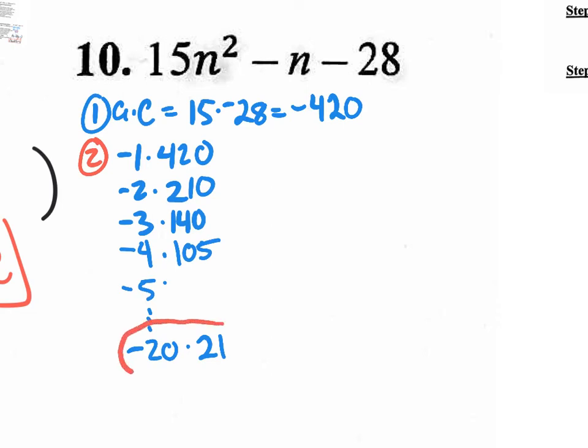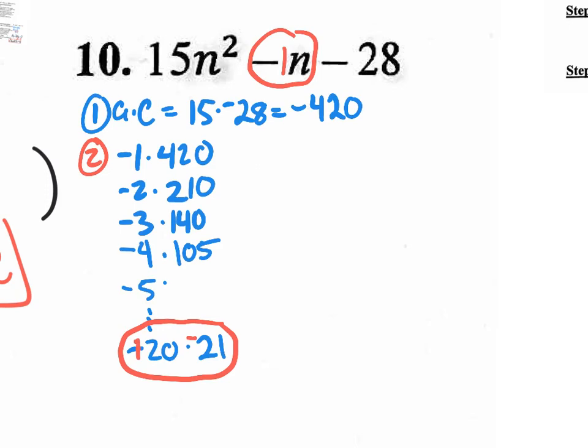And if you combine those, it really does give you the middle value, the b value of negative 1. Oh, positive 1. I'm sorry. So we need to switch the signs. Thank you very much. So that really becomes a positive 20 and a negative 21.